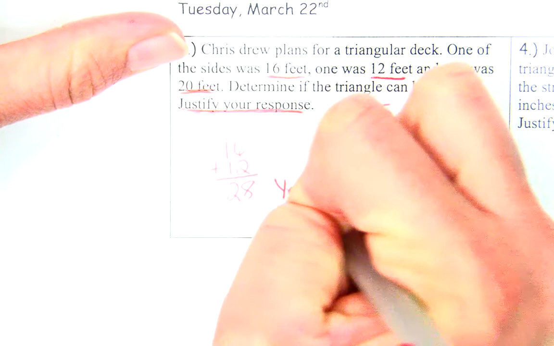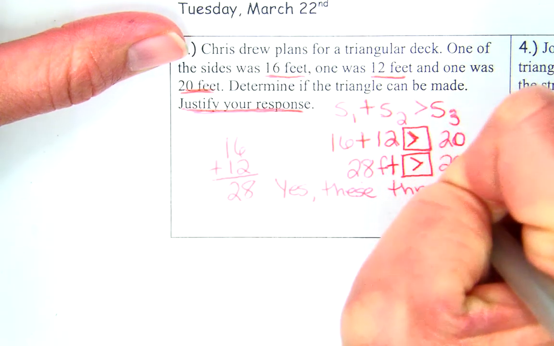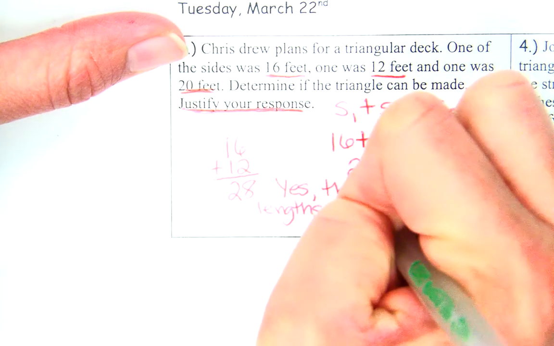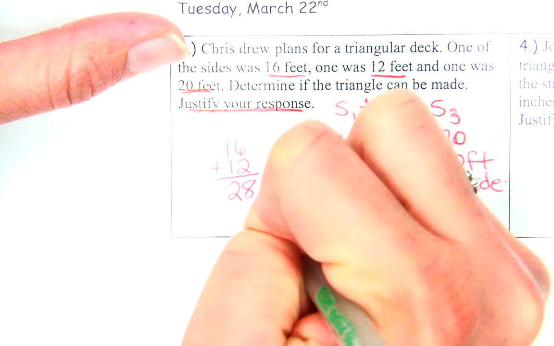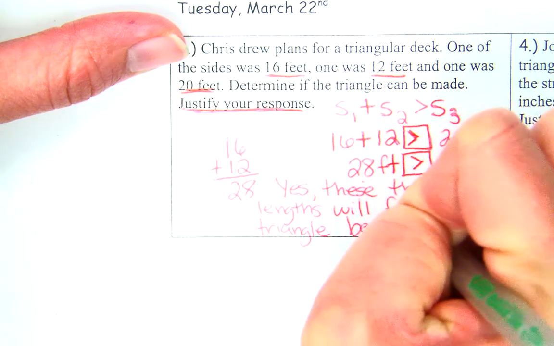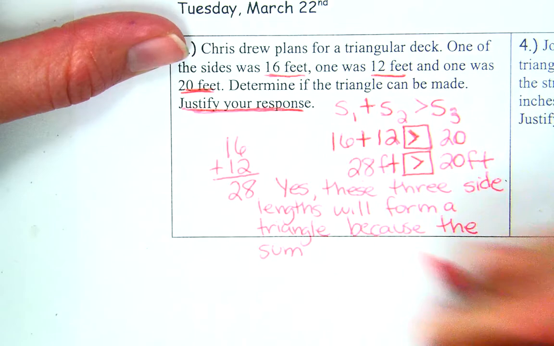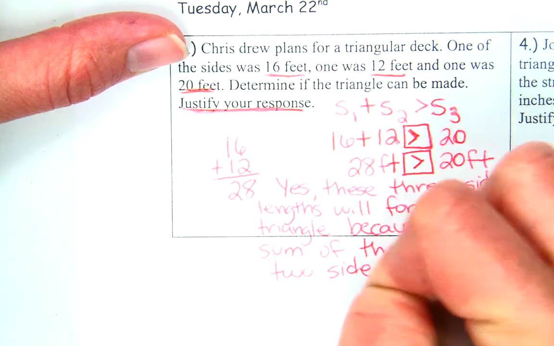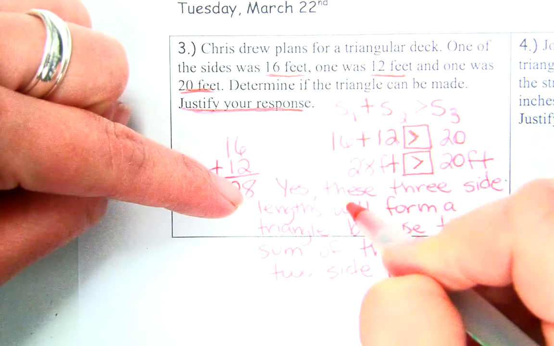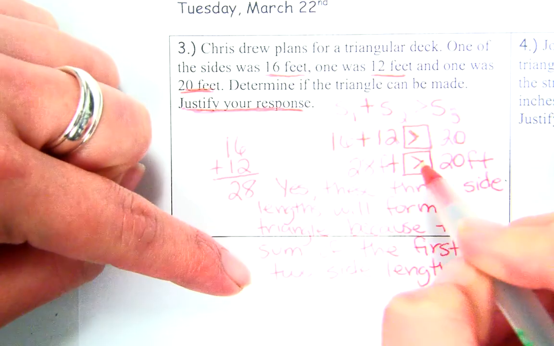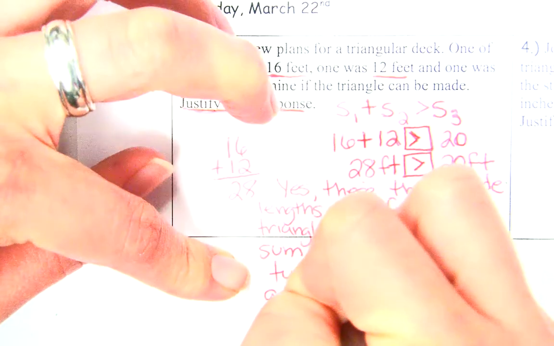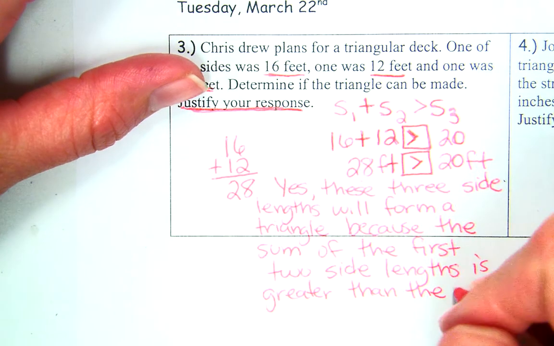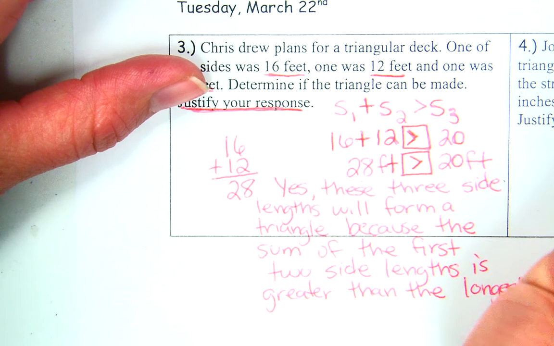So we're going to say yes. These three side lengths will form a triangle because the sum of the first two side lengths. You need to write in complete sentences. Yes, these three side lengths will form a triangle because the sum of the first two side lengths is greater than, we can say the third side length, or we can say the longest, okay? So the longest side length.